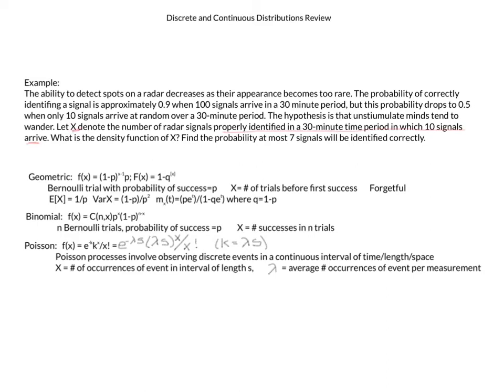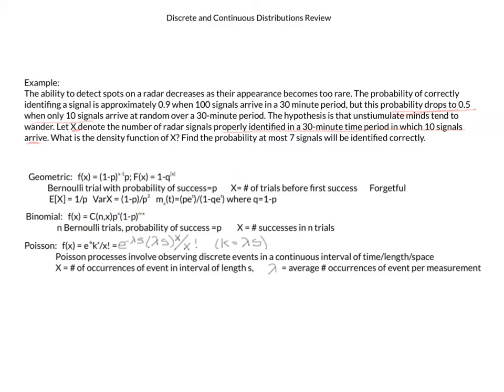So the important thing here is that X is going to be the number of radar signals properly identified. So there's this idea that you can do something properly or you can't. That's kind of a success or failure kind of thing. And a 30-minute period in which 10 signals arrive. And so with the 10 signals, that's where our probability of successfully identifying the signal is 0.5. So what is this? Number of radar signals properly identified in which 10 signals arrive. So this is a binomial. It is a Bernoulli trial because the success is being able to properly identify the signal. And it is the number of properly identified signals in 10 trials. So that's Bernoulli.